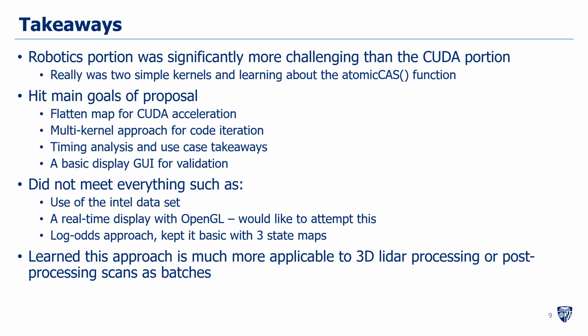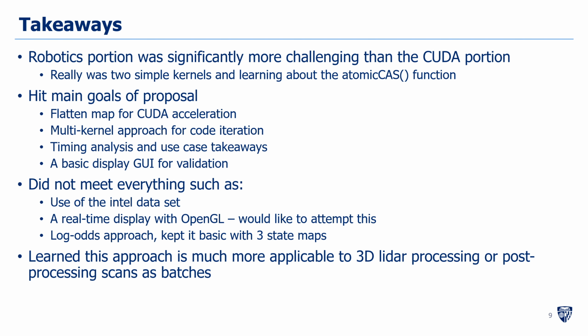So what is good: I hit a lot of the main goals of the proposal. I was able to flatten the map for CUDA acceleration. I was able to implement a multi-kernel approach for code iteration. Originally, I wanted to create that first kernel that did just the occupied marking, and then I wanted to implement the ray tracing kernel.